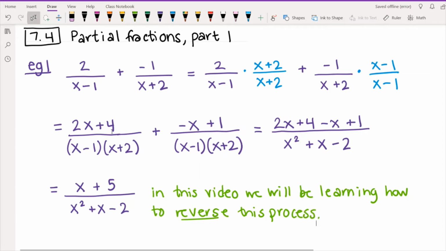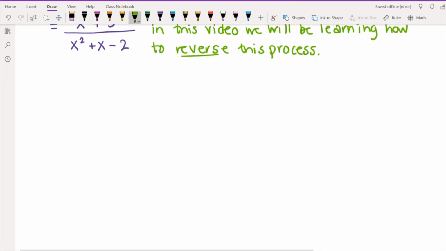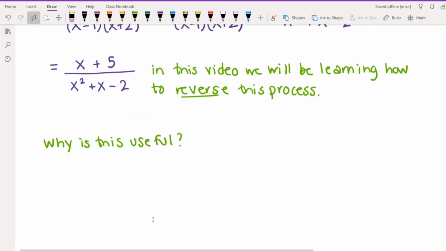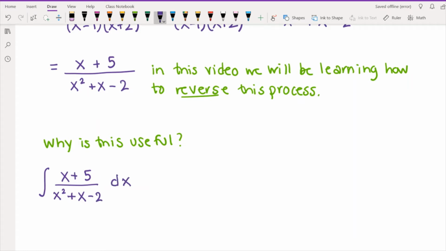So why would we want to do that? Like, why is that a useful thing? Well, let's say that we were trying to integrate this fraction that we have at the end here. So let's say we were trying to take the integral of x plus 5 over x squared plus x minus 2. We actually don't have any methods yet that will work for integrating this.